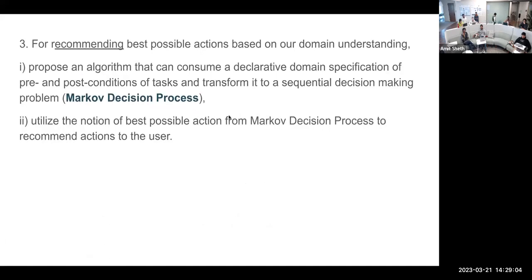And then the third main aim he tries to achieve is recommending best possible actions. So he used Markov decision processes, which is another probabilistic graphical model based on reinforcement learning techniques for sequential decision making in his task. So using the Markov decision processes, he tries to recommend the next best action for the user.